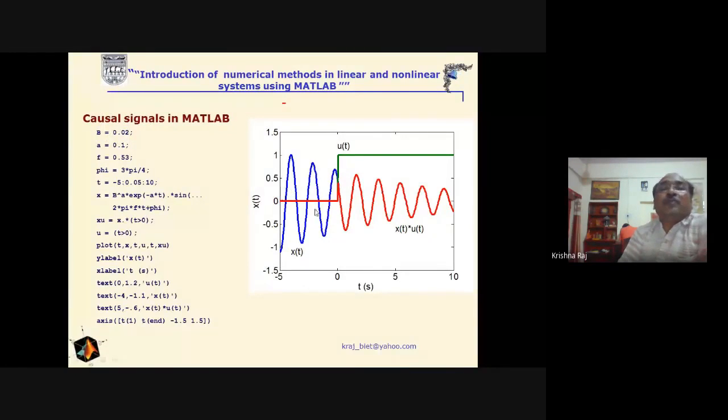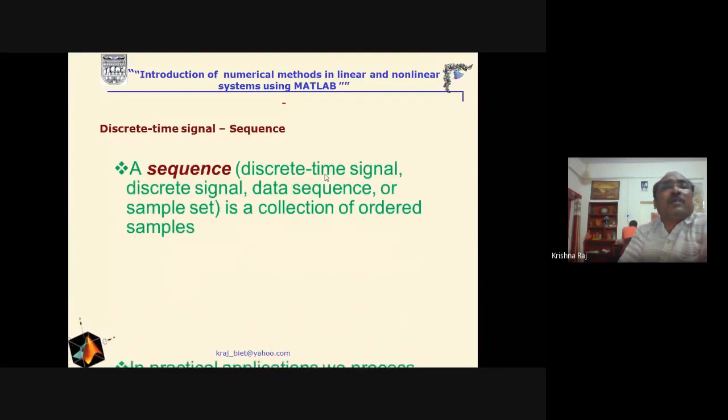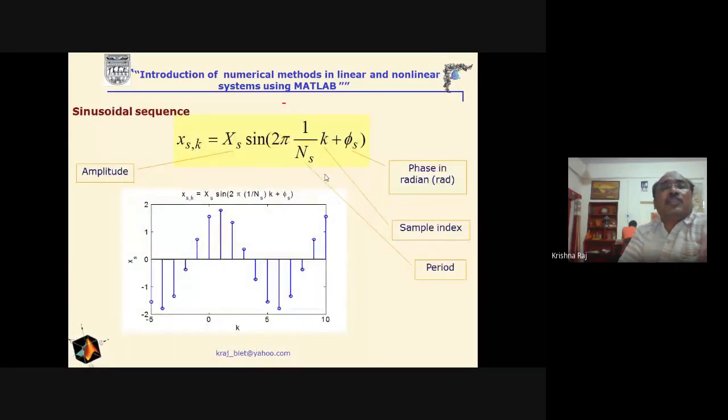So that's why we have used this concept here, and described the different concepts here: b, a, f, phi, t. Then we have considered x equal to b e to the power of this function, and then multiplied by the step function. After multiplication it will be converted into the causal signal. So whatever type of signals are required for the purpose of testing any system, we can generate them, as we have discussed with the different commands.